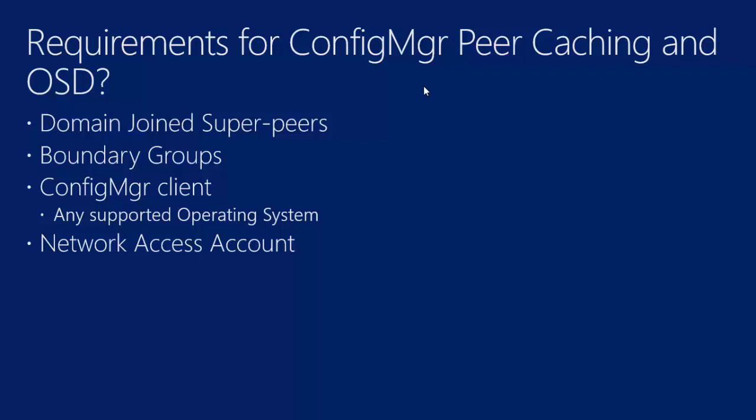That's only required in specific scenarios. It is required when a task sequence is started from Software Center and then has to reboot to a boot image. During that boot image process, during the Windows PE phase, the network access account is used to authenticate download requests from peers. This is not a high rights account. It just needs to have normal domain user permissions to be able to access those peers and pull content. But we do need to have some sort of authentication mechanism while in Windows PE.